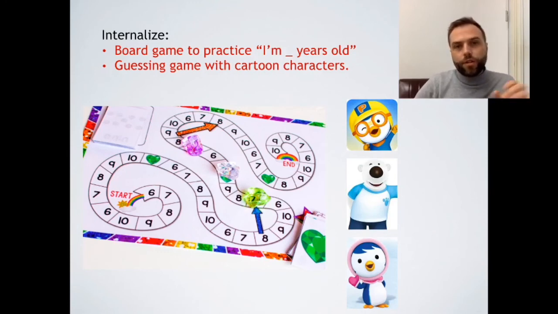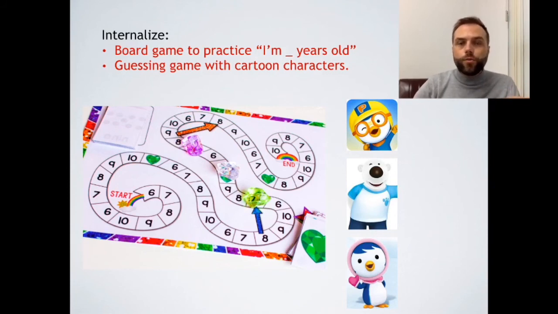There are a few different things you can do here. You could, of course, do a numbers game if students need that scaffolding and need that practice with numbers. If they're okay with numbers, you can go straight onto this board game idea where students go around the board game. When they land on the number, they have to say, "I'm years old." So they say, "I'm 7 years old, I'm 8 years old, I'm 9 years old" as they're playing the game.